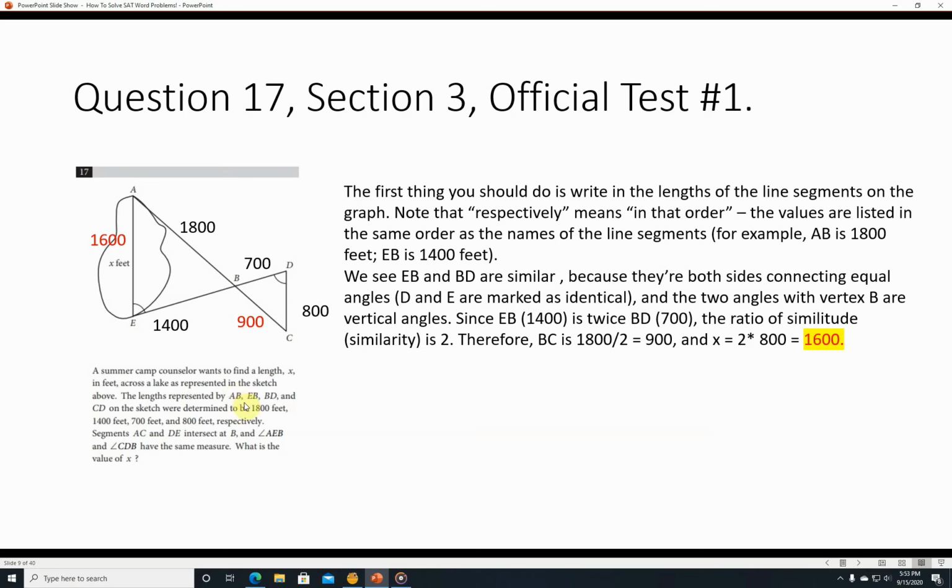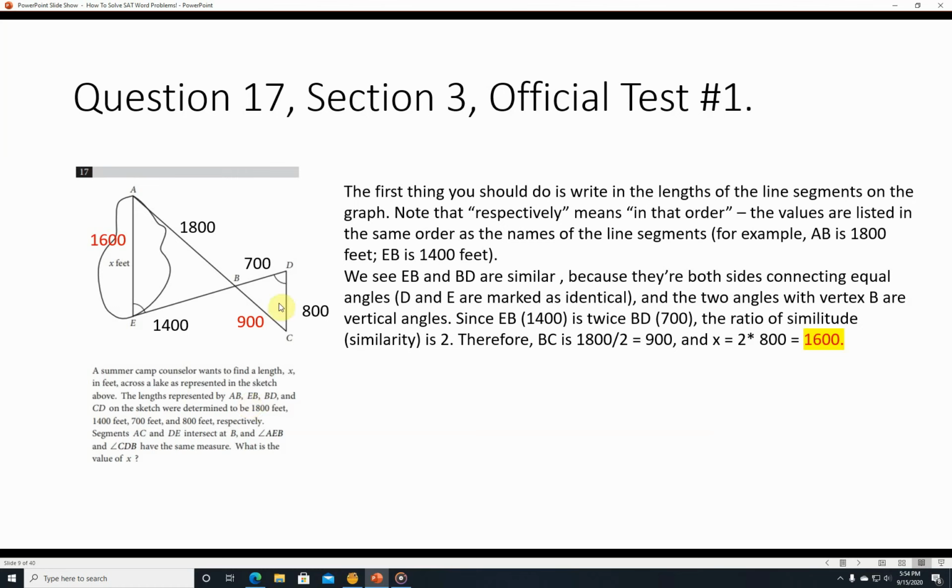So we go AB, okay, then the first one's 1,800. Oh, okay, so AB is 1,800. So you can see I marked that there. And then EB, all right, we have EB. They say that that's 1,400 because that's the second one. So respectively, that means they're in the same order. So EB is 1,400, then 700. Okay, that's the third one. Oh, that's BD. And then, of course, 800 is the last one, which is CD.